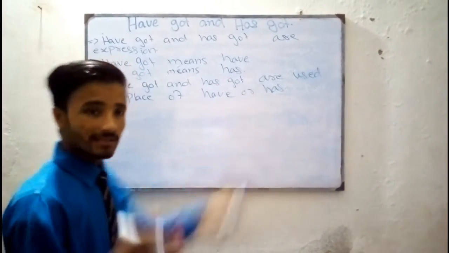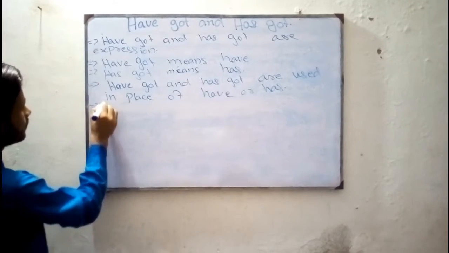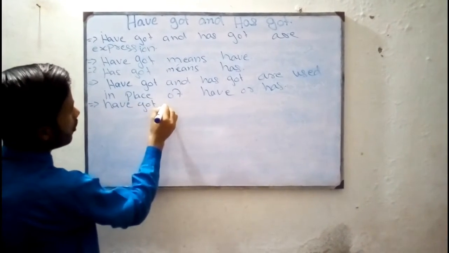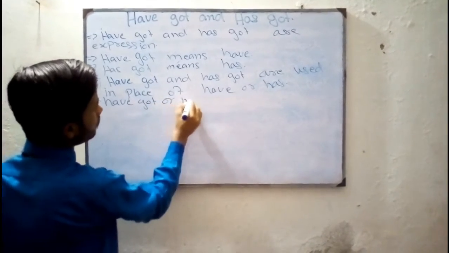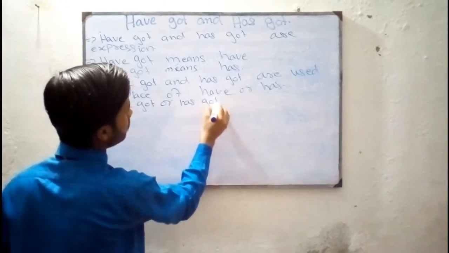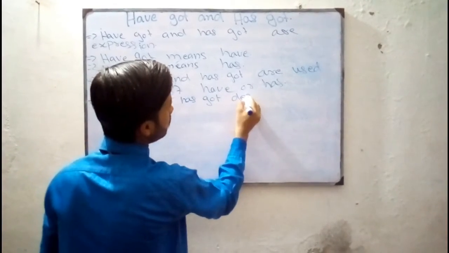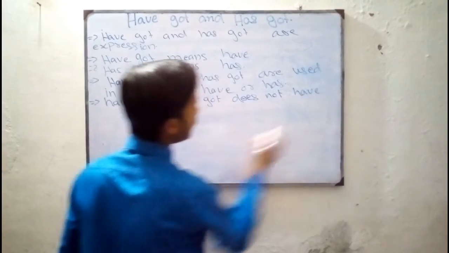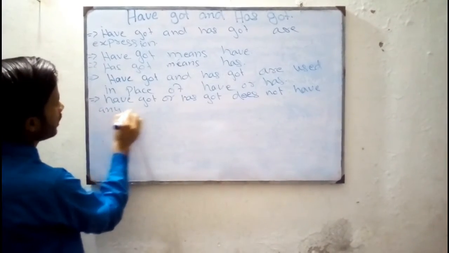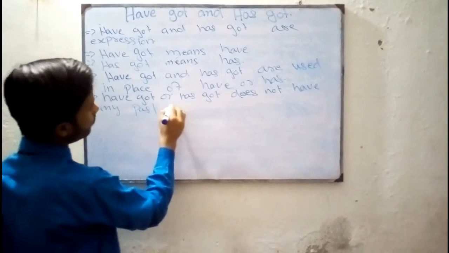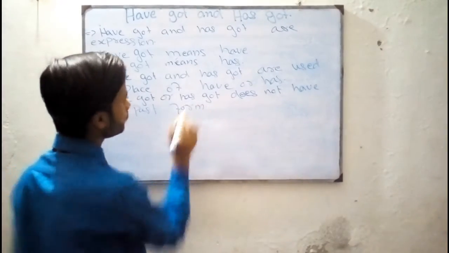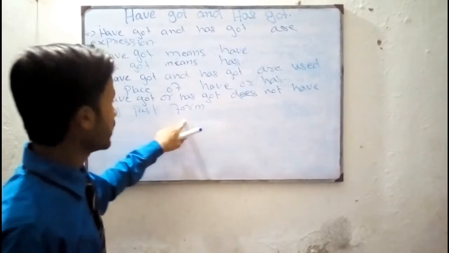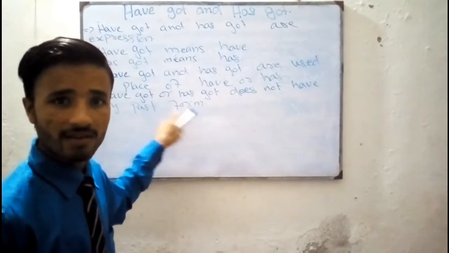Is this clear, guys? See another point. Have got or has got does not have any past form. Have got and has got doesn't have any kind of past form. It does not have any kind of past form.